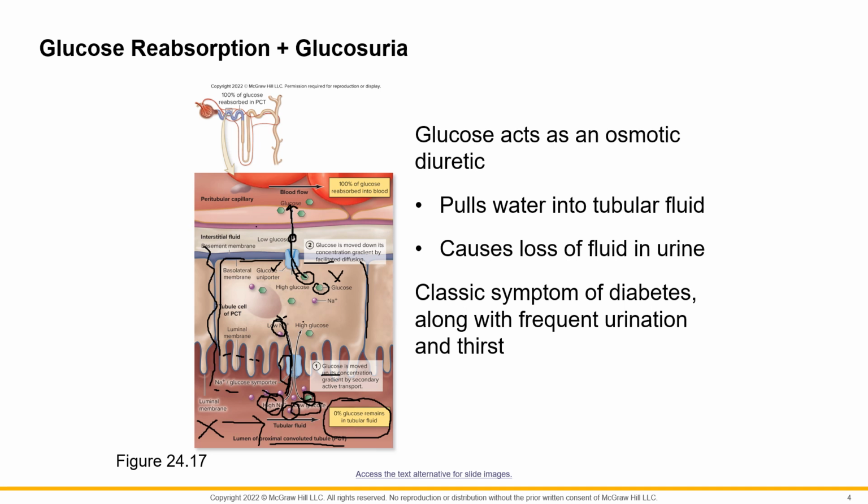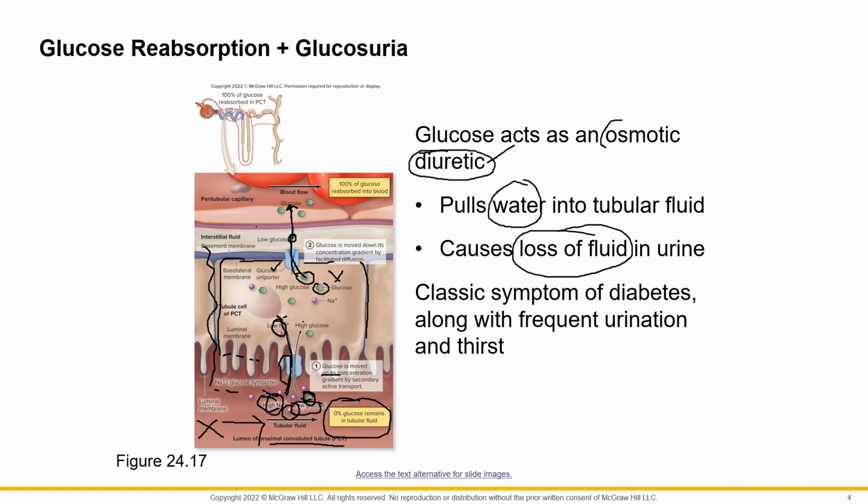Now, glucose, however, does act as an osmotic diuretic. A diuretic is a substance that makes you lose water. So a diuretic is a substance that decreases water reabsorption in the nephron. So the less water you're reabsorbing into your body, the more water becomes urine. So what glucose does is that it pulls water into the tubular fluid, and it causes loss of fluid in urine because you're peeing out more since it acts as a diuretic.